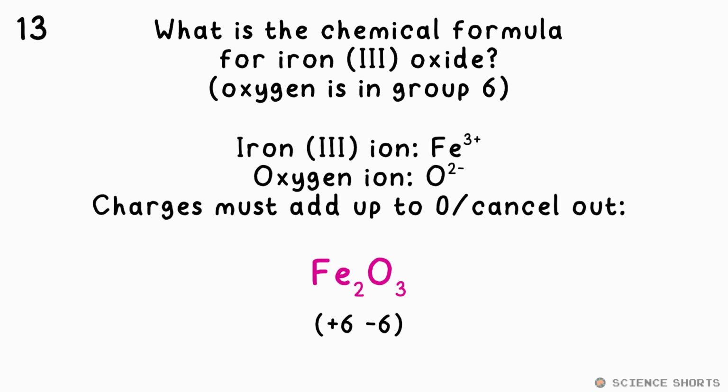When bonded together, their charges must add up to 0, so we must have 2 lots of the iron and 3 lots of oxygen. 6 pluses, 6 minuses, they add up to 0. So the formula is Fe2O3.